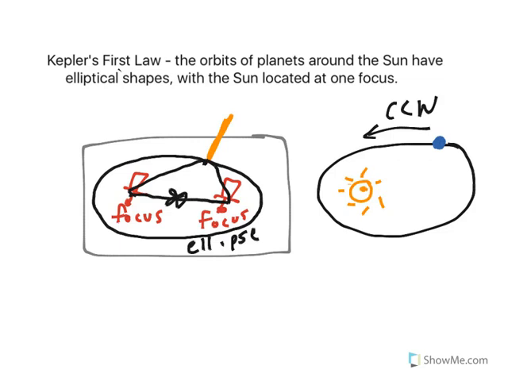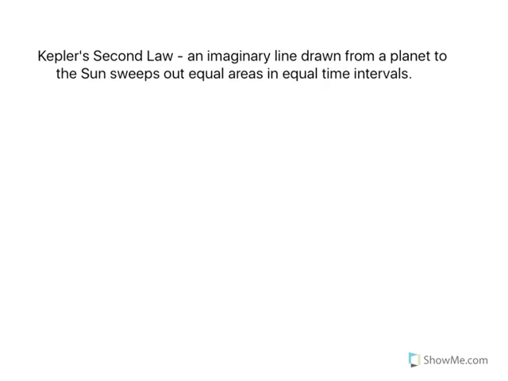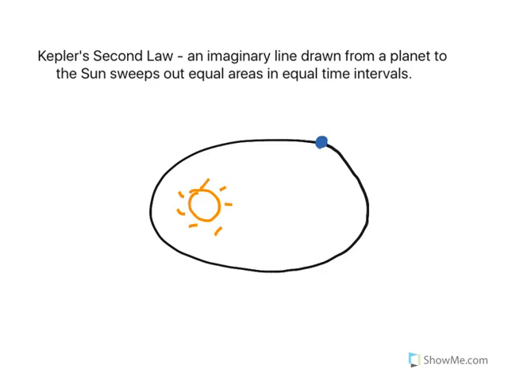Let's look at Kepler's second law. Kepler's second law says that an imaginary line drawn from a planet to the Sun sweeps out equal areas in equal times. So let's look at this. We have a planet like the Earth orbiting in the counterclockwise direction around the Sun. And the Sun is located at one focus point. And the shape of the orbit is an ellipse.